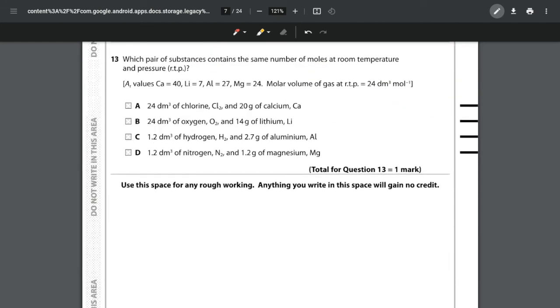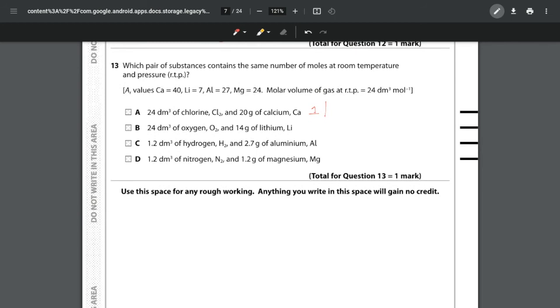For question 13, the pairs of substances that contain the same number of moles at room temperature and pressure, well, they give you all of the AR values and they give you the molar volume. So all you have to do here is work out the number of moles of each of them, and there will be one that will match up. So the number of moles of chlorine of 24 decimeters cubed, well, that's going to be 1. And the number of moles of 20 grams of calcium, if you remember your triangles, so your volume, moles, molar volume, and your mass, moles, MR.